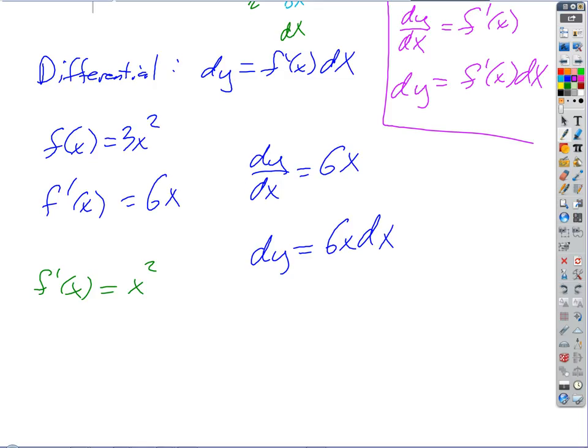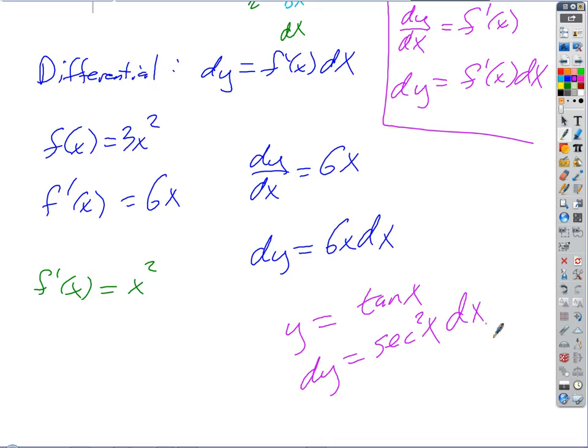So for example, if we've got the function, let's say y equals tangent x, then what's the differential form of that derivative? dy equals secant squared. So it's the regular formula, but then at the end I'm just going to tack on a dx.